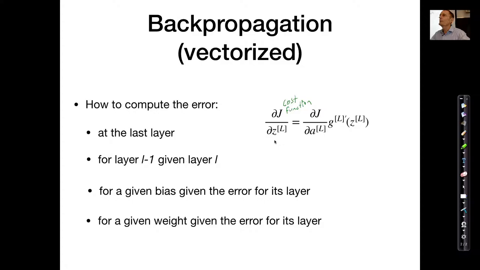z at L is the weighted sum at the last layer. And so we need to take the derivative of J with respect to a at L, which is the output of the activation. How are we going to know how to do this? How will we calculate this? Yeah, you use the cost function and take the derivative, so you'll take J prime, and then g of L prime applied to the weighted sum of the last layer.